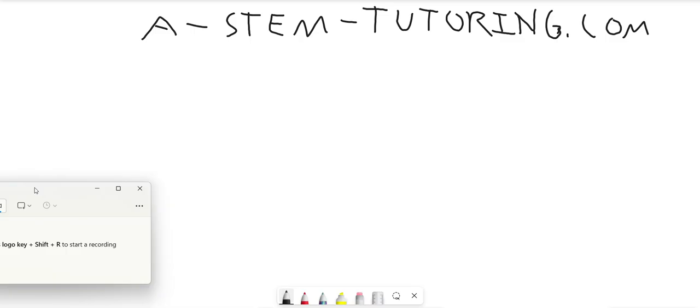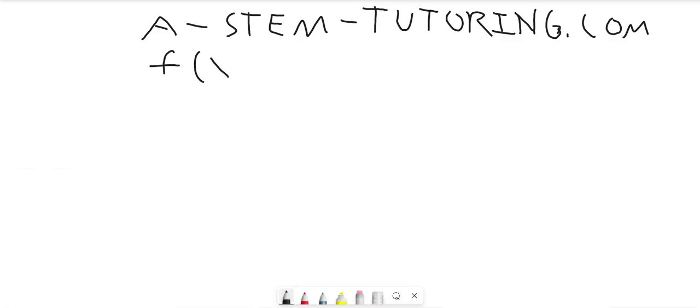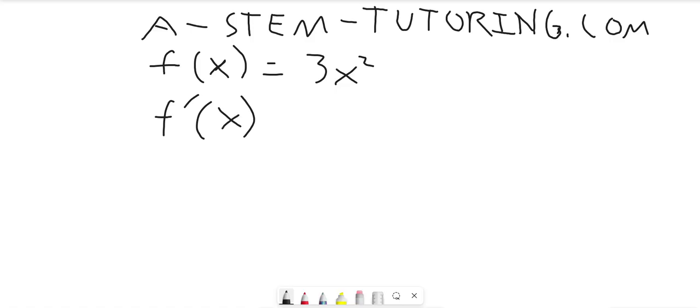Today we'll discuss finding a first derivative and an application of the first derivative. For example, let's say you have the function f of x equals 3x squared. The first derivative, f prime of x: you take the exponent and bring it in as part of the coefficient. 3 times 2 equals 6. Then you subtract 1 from the current exponent. 2 minus 1 is 1. So this is x to the first power, which just equals 6x.